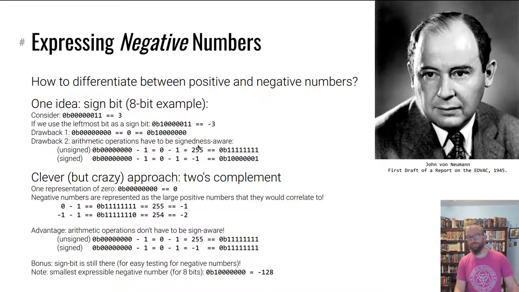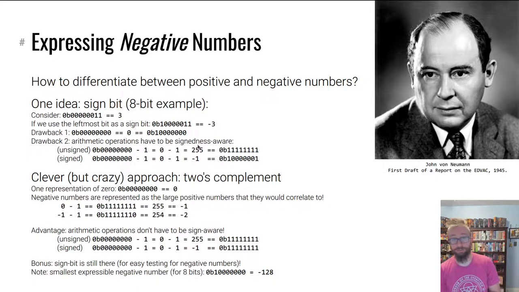So your CPUs would have to be signedness aware. You'd have to have multiple instructions, one for doing add signed, add unsigned, or different sets of places to store signedness. It would be a nightmare. So von Neumann found an approach elsewhere and proposed to use it, a very clever approach called 2's complement.